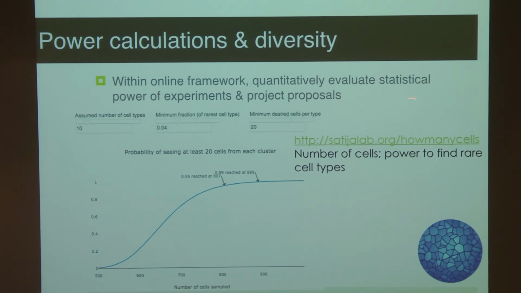This is an online method. So sorry, I screwed that up. Okay. So this is an online power calculation for how many cells you should sample for a particular experiment. And I just poked a number of parameters in here and tried it out. And I highly recommend you try this out as well.